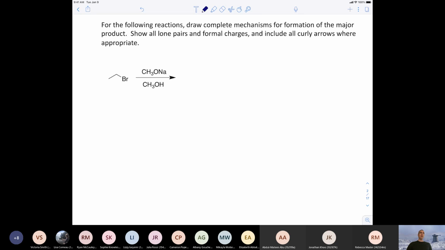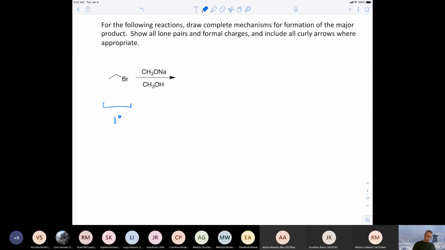But before you can draw the mechanism, you have to figure out what the mechanism is going to be, right? So we need to use that table before to figure out what our major product will be here. So what we do first is we look at our alkyl halide right here, and we want to decide if it's primary, secondary, or tertiary. What do people think? What kind of alkyl halide is that? Primary, secondary, tertiary? Primary. Primary, I got. Yeah, thank you.